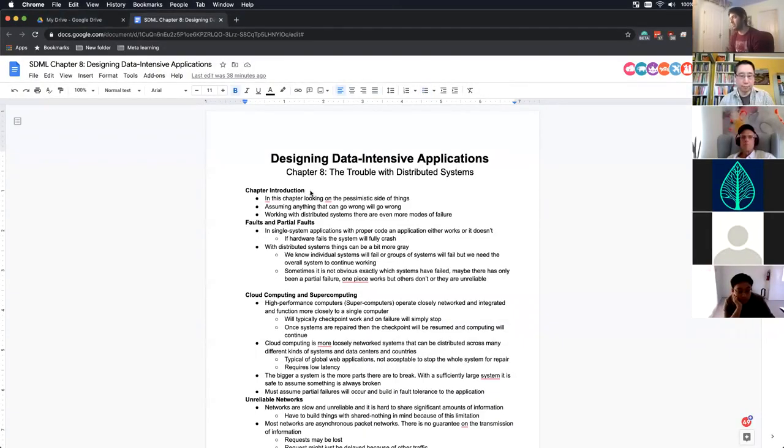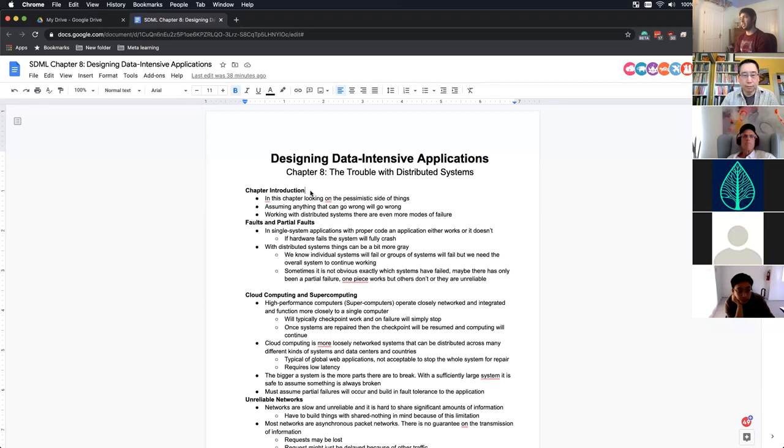So Ted already gave a bit of an intro, but just as a further recap. In the previous chapters, we've learned about various different things, but we've been operating under the assumption that things are going to work. And then as we scale to more and more systems, we know that eventually things are not going to work. Networking is going to fail, systems are going to fail, other kinds of things are going to go wrong. And so in this chapter, we're looking at the pessimistic side of things.